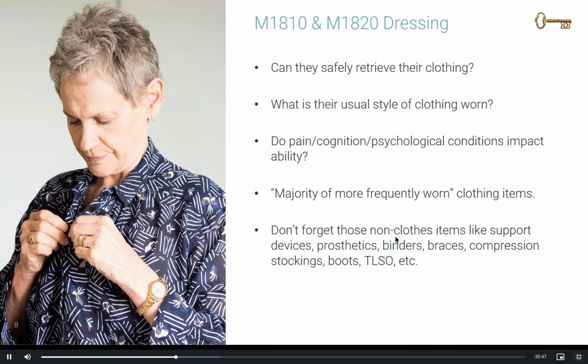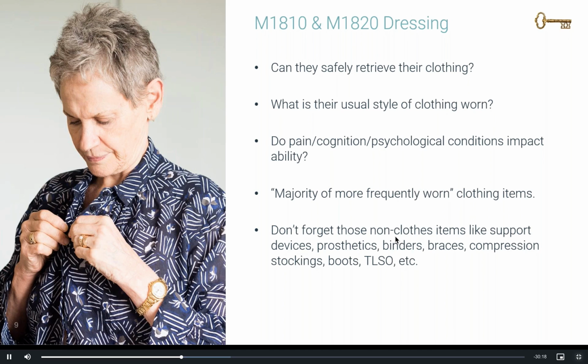And remember with 1810 and 1820, and actually also back with grooming, we have that concept of the majority of the more frequently performed tasks, or the more frequently worn clothing items, the more frequently performed dressing activities. Those things are what you want to be answering based on. So if a patient is independent with some things, but they need a lot more help with others, I'm going to be looking at the majority of the more frequently performed tasks or clothing items that they wear and answer based on that.